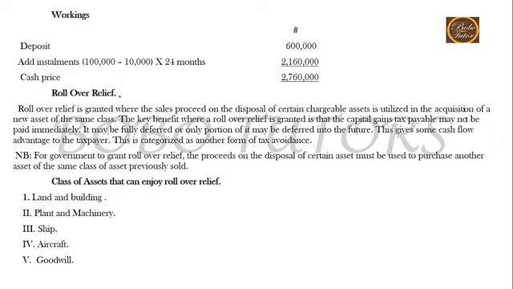Rollover relief means that you won't pay the tax immediately, but the tax will be deferred. That is, it will be payable in another year, whenever you sell the new asset. Do you understand now? Let's assume that you sold the land now. You now use it to purchase another land, and you are making a profit.